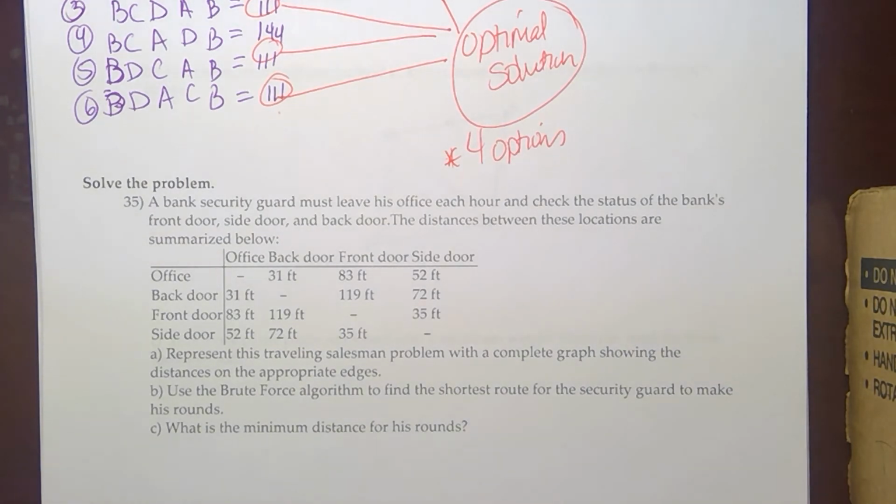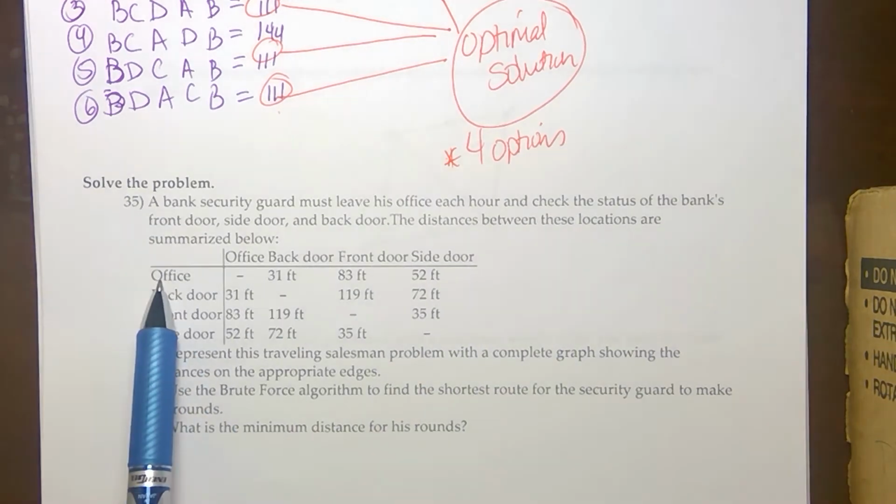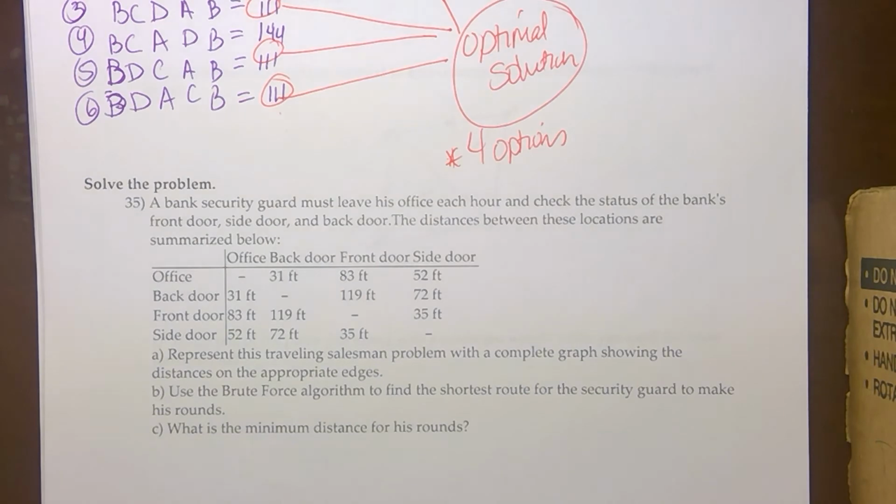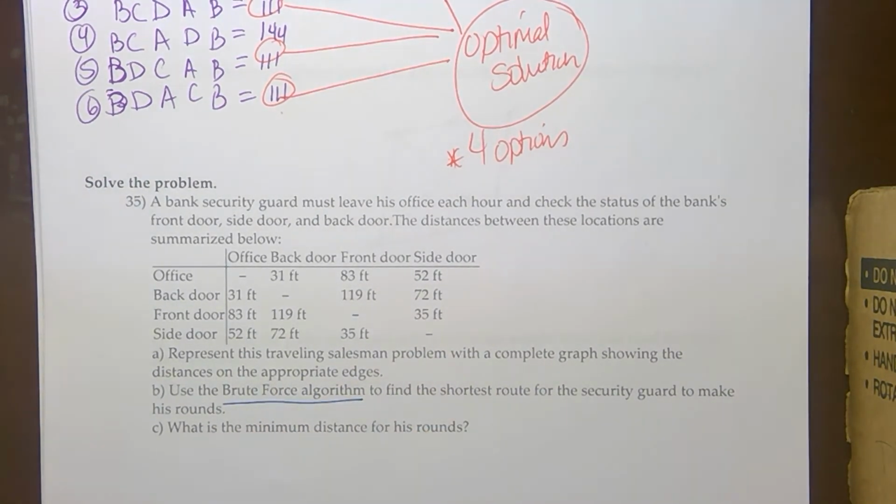Okay, this next one is a practice problem. It puts a little bit more context in it. We are going to build our graph this time. We've got a bank security guard who has to leave his office every hour during his shift and check the status of the bank's front door, side door, and back door. So that's 4 different places. He starts at the office, he checks 3 doors, and then he goes back to the office. So that's a circuit he makes every hour. The distances between these locations are summarized in this chart. We are going to represent this with a complete graph, then use the brute force method to discover what is the optimal minimum distance.